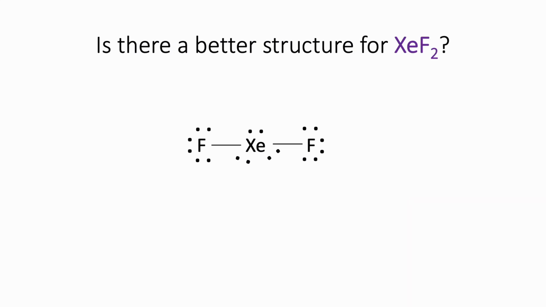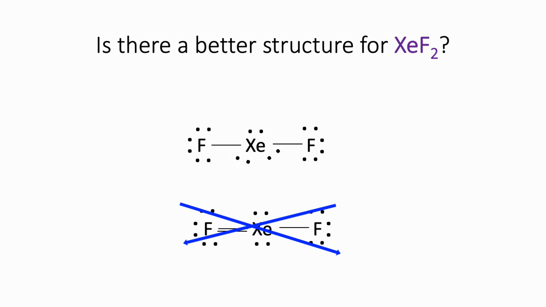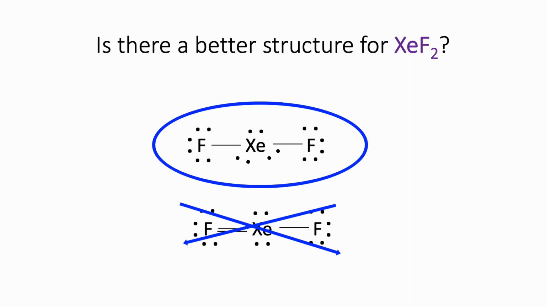Now, is there a better structure for xenon difluoride? Could you, for example, take these 2 electrons and make that a double bond? Well, we could take these unshared electrons and make them shared electrons. That would give us a double bond. But then look at this fluorine over here. It still has those 6 unshared electrons, and now it has 2 double bonds as well. So that's 10 total electrons on fluorine. And fluorine is in row 2. It can't have more than 8 electrons. So really, that is the structure for xenon difluoride.